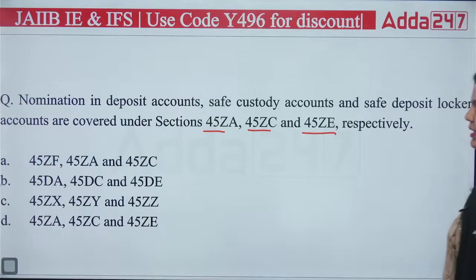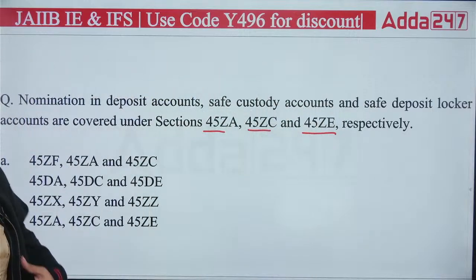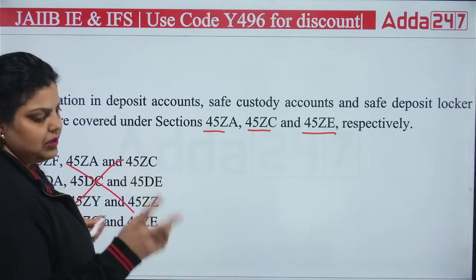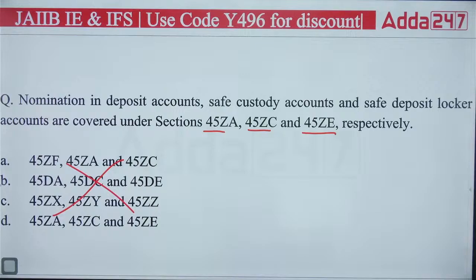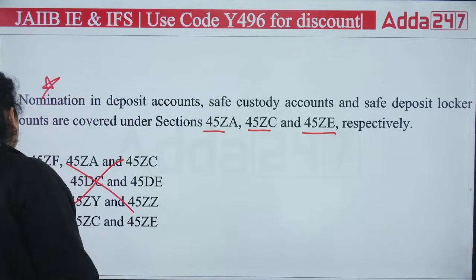I was thinking that I would provide a fill in the blanks in place of the section, but I have just written the section. So let's discuss this as a statement only. If you want to have a nomination in a deposit account, safe custody account and safe deposit locker account, they are covered under section 45ZA, 45ZC, 45ZE respectively. This statement is very much important, because we are talking about the nomination facility.